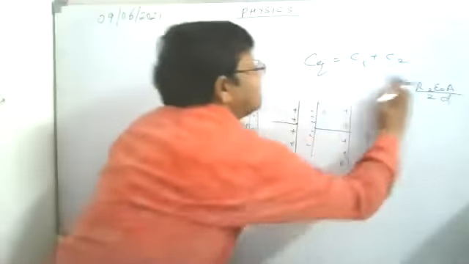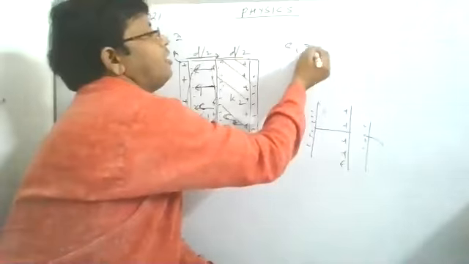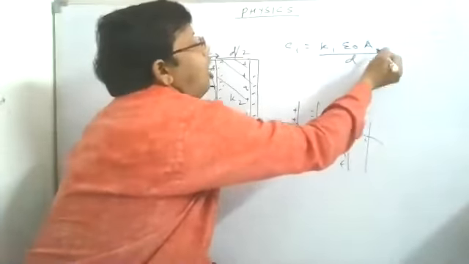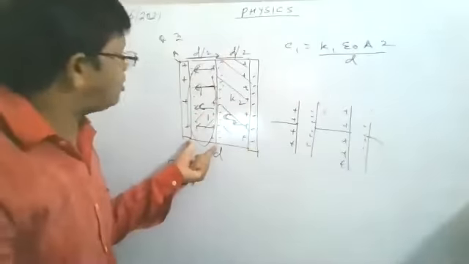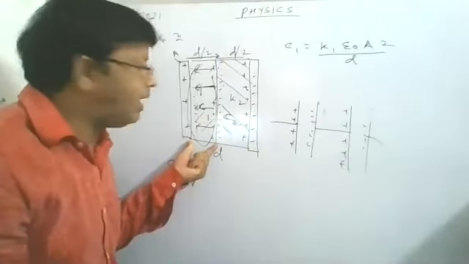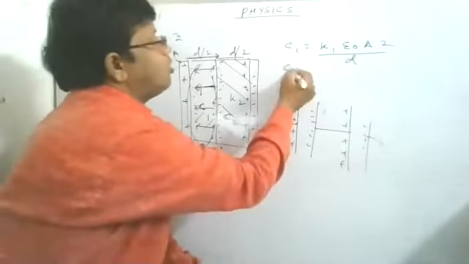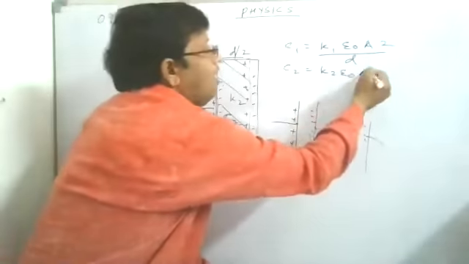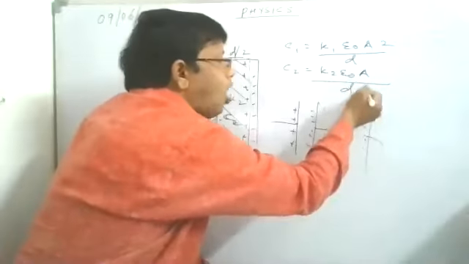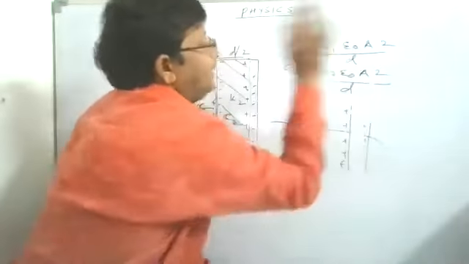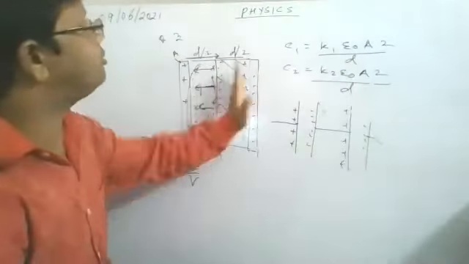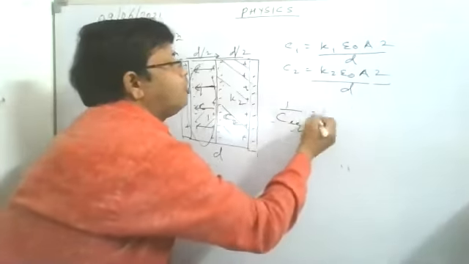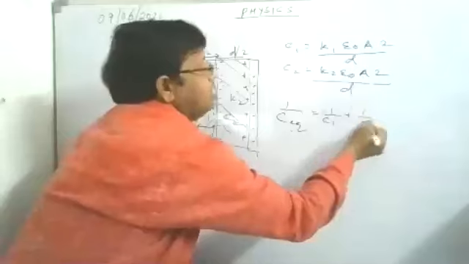Now in this case, what is the value of C1? K1 epsilon naught area A, distance D upon 2. Beta, are you getting it or not? Here the distance is D by 2. Similarly, what will C2 be? K2 epsilon naught, the plate area is A, and the distance will be D upon 2. Now they are connected in series. So what is the formula for series combination? 1 by C equivalent is equal to 1 by C1 plus 1 by C2.